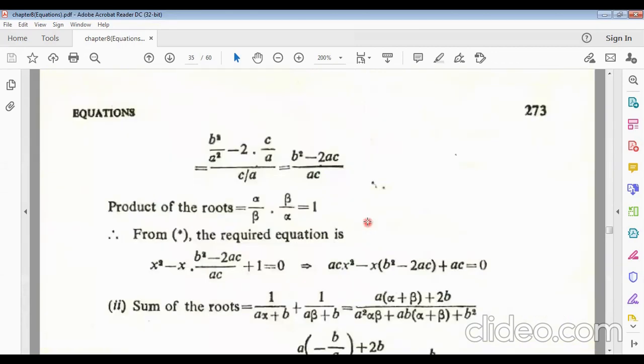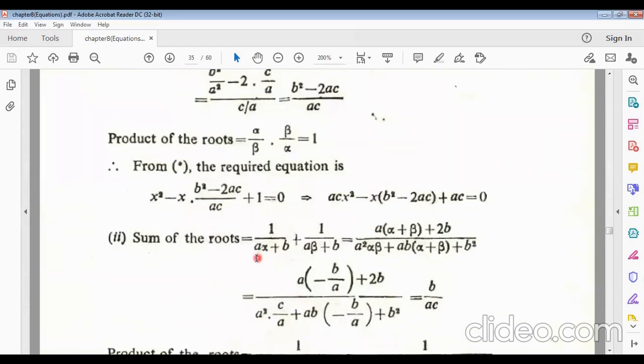Okay. Now the sum of these two roots: 1 by (a alpha plus b) plus 1 by (a beta plus b). Just taking the sum of this. Now taking LCM, (a alpha plus b) into (a beta plus b). Just multiplying these two, we get this one. Then in the numerator we get a into (alpha plus beta) plus 2b.